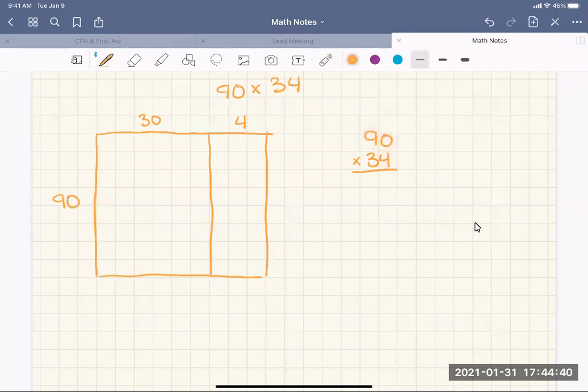So 90 times 4, that's 9 tens times 4. 9 times 4 is 36. And then we have 1 zero at the end, 36 tens or 360.